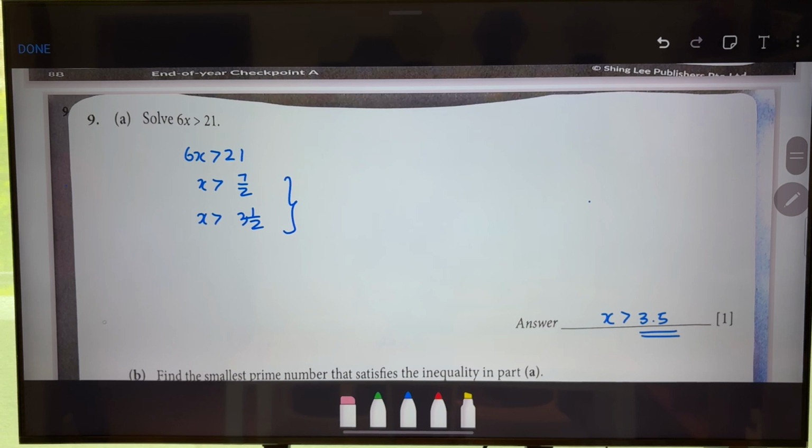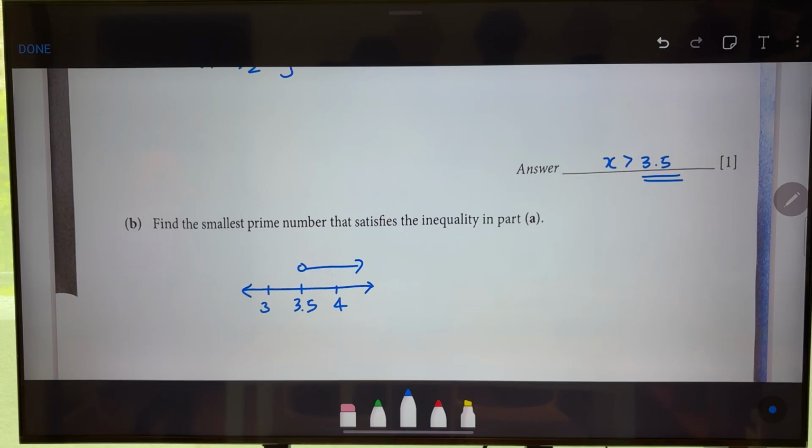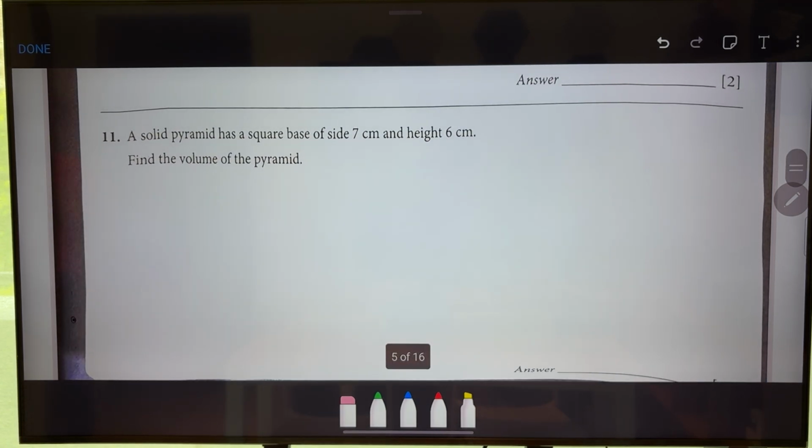Okay, next one. Find the smallest prime number that satisfies the inequality. Usually we will draw a number line. So 3.5 is between which two numbers? 3 and 4. Okay. Now, which is the smallest prime number that we can think of? 5. Yeah, okay. So this one should be straightforward. Okay, move on. Let's skip 10.